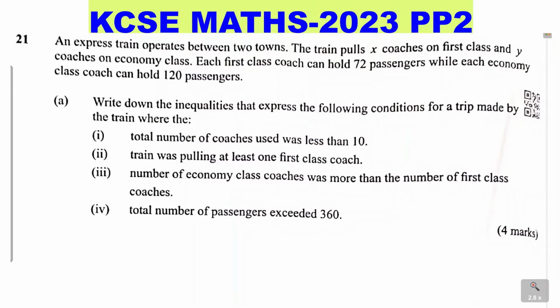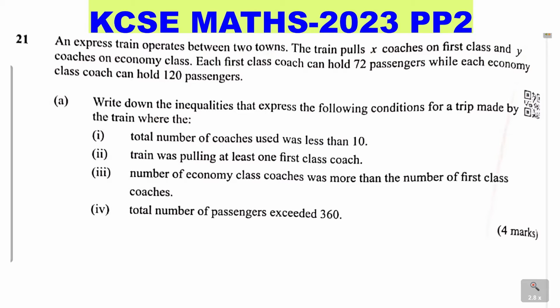Question 21. An express train operates between two towns. The train pulls X coaches in first class and Y coaches in economy class. Each first class coach can hold 72 passengers, while each economy class coach can hold 120 passengers.